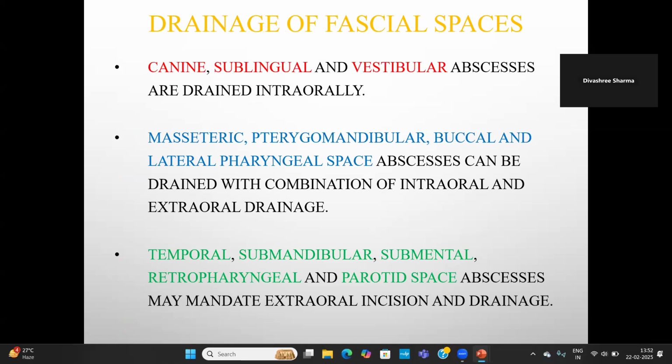Let us now discuss the drainage of these spaces. The canine, the sublingual, and the vestibular abscesses can be drained via placing intraoral incisions. The masseteric, pterygomandibular, buccal, and lateral pharyngeal abscesses can be drained with combination of intraoral and extraoral drainages. Whereas temporal, submandibular, submental, retropharyngeal, and parotid spaces usually require extraoral incision and drainage.